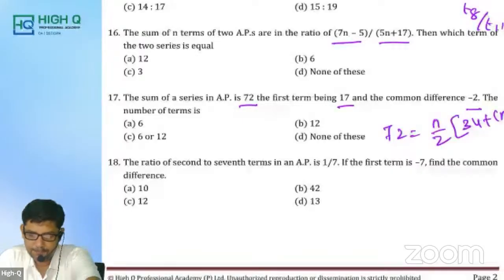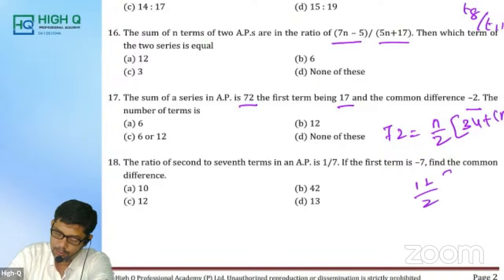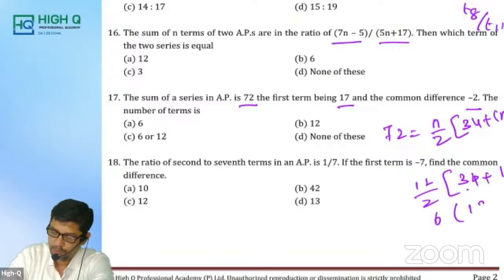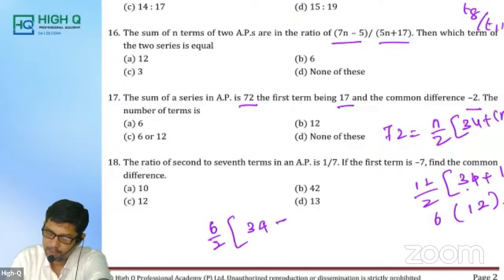Sudarshan said B. Let us check. 12 by 2 into 34 plus 12 minus 1, which is 11, into minus 2. So 6 into 34 minus 22 is 12. 6 12s are 72. Yes. Can you try with 6? 6 by 2 into 34 minus 5 minus 1, 10. Still you are getting 72.